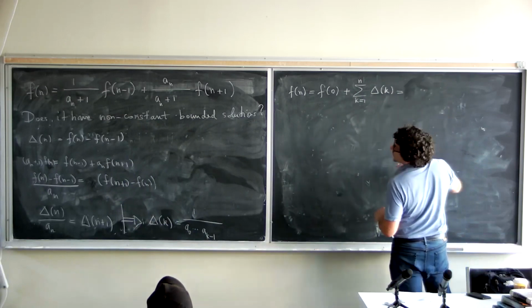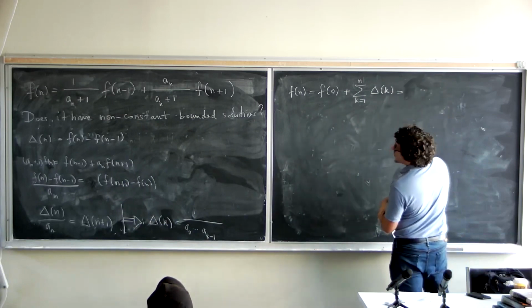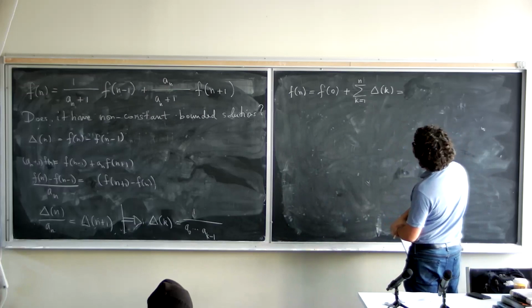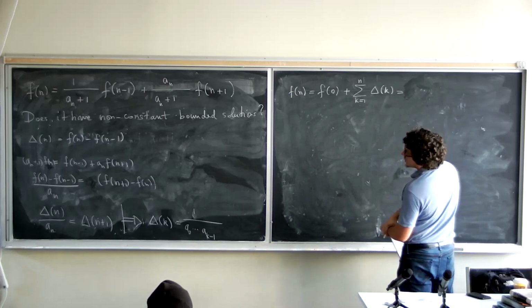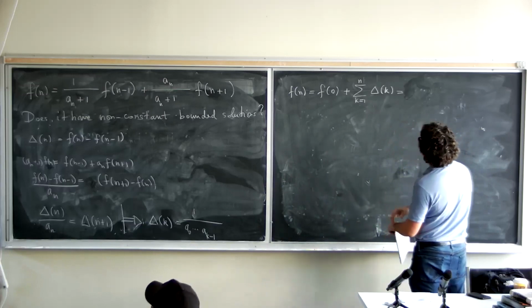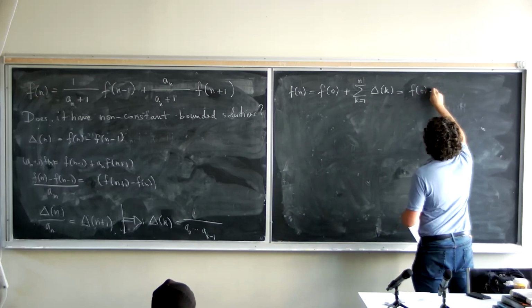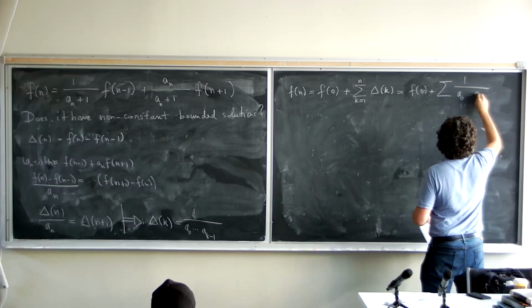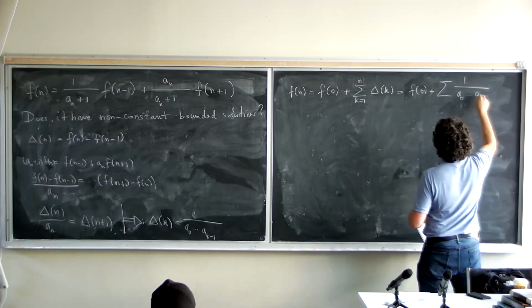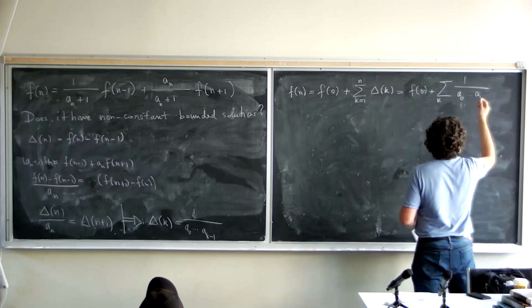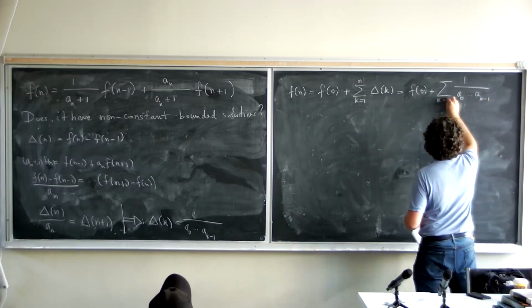So in the end, I think f of 0 is 1. Okay, there's some normalization here that we'll have to take into account. But basically, you get f of 0 plus the sum of 1 over A0 through A k minus 1, from k equals 1 to n.